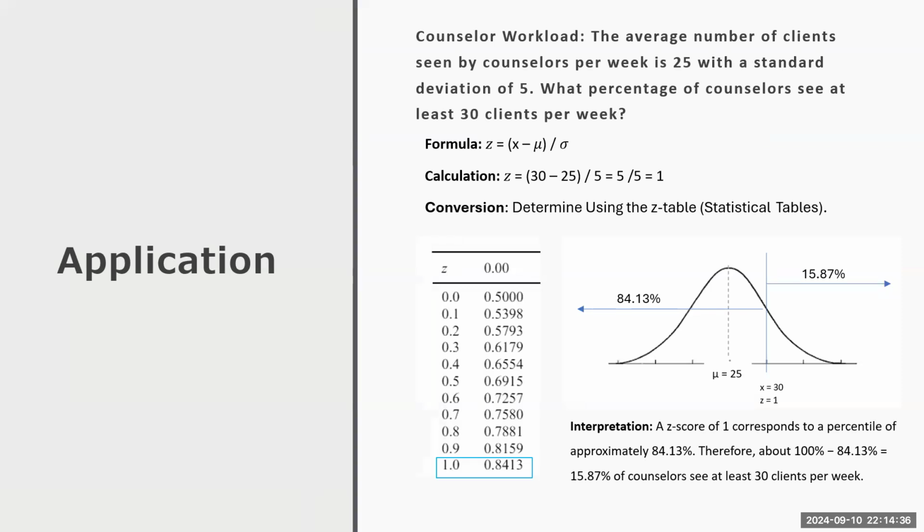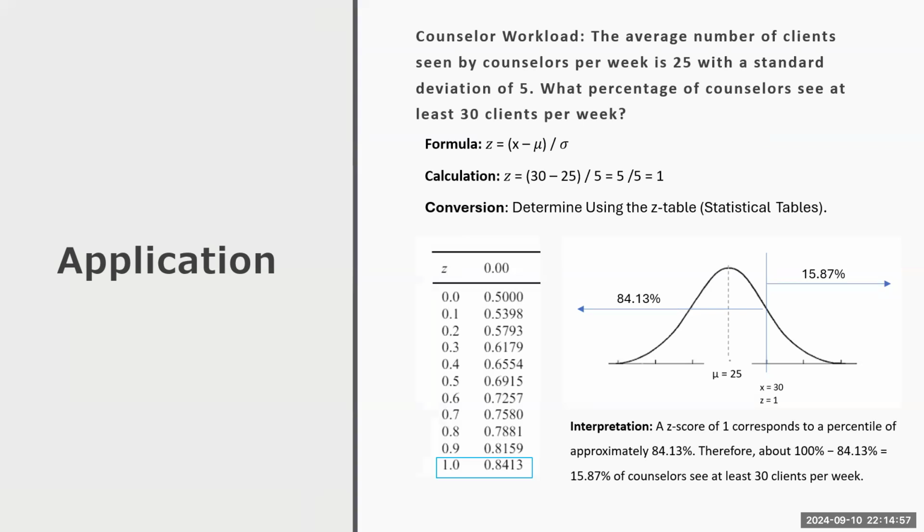So let's look at an example. We're going to be looking at counselor workload. The average number of clients seen by a counselor per week is 25 with a standard deviation of 5. So we're saying that this is the average for all counselors, so this is the population. What percentage of counselors see at least 30 clients per week?